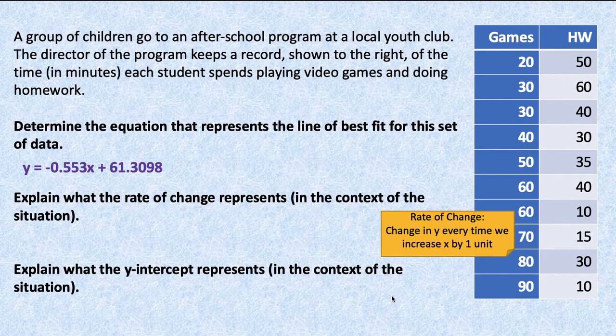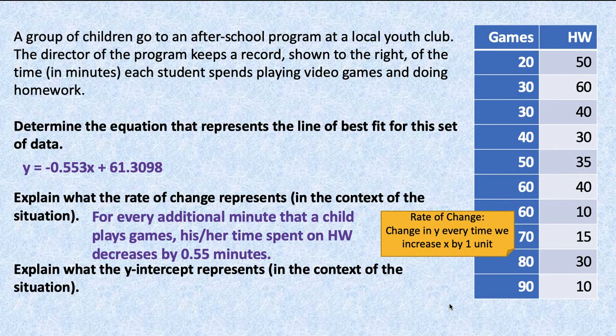Now, remember what rate of change means. It basically represents the change in y every time x is increasing by 1 unit. So we connect that to this situation. And we can say, for every additional minute that a child plays games, his or her time spent on homework decreases by 0.55 minutes. Because remember, in this situation, X was represented by time spent on games, Y was represented by time spent on homework.